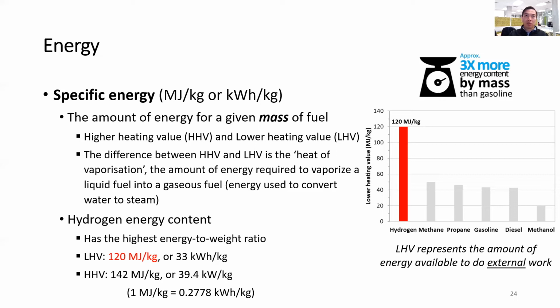So to give that a bit of perspective, the average Australian electricity consumption is about 17 to 20 kilowatt hour per day. So essentially, a kilogram of hydrogen would be enough to power the average Australian household for 2 days. So that would be something very easy to remember. When it comes to higher heating value, this value is 142 megajoule per kilogram, and the difference of 22 megajoule per kilogram here is actually the heat of vaporization of water.